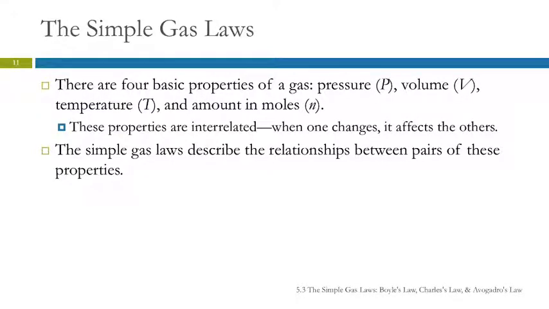So we're going to talk about what we refer to as the simple gas laws. You should have learned about these in your previous chemistry class. There are four basic variables when we talk about gases, and those are pressure, abbreviated with a capital P, volume is capital V, temperature, capital T, and we measure the amount of the gas in moles, and that's given the letter N. We've already used M for so many other things, we couldn't do that.